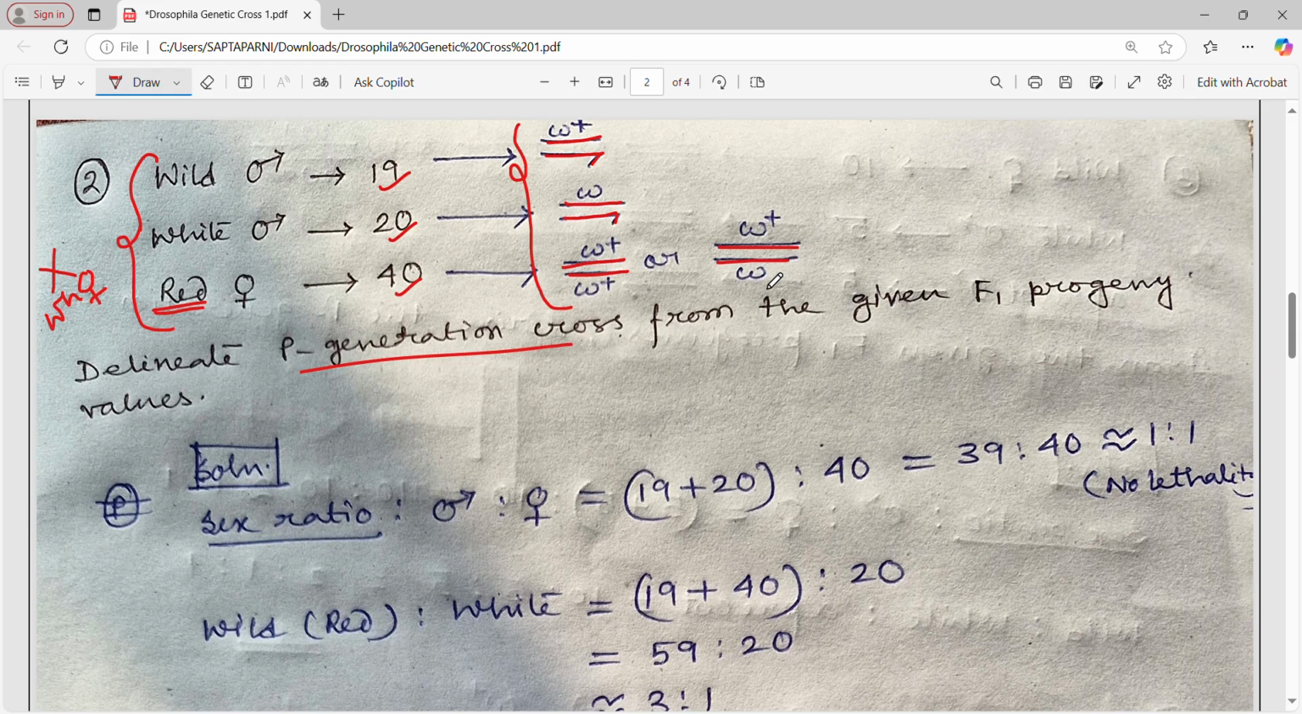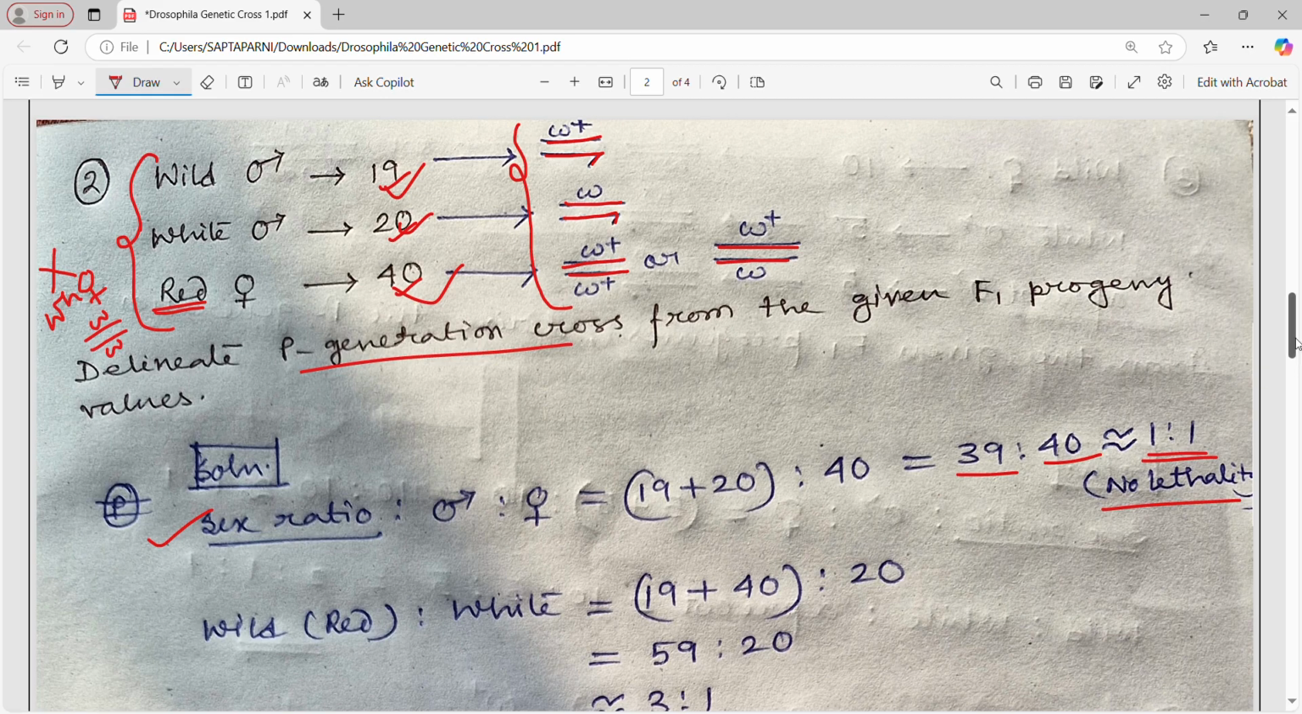But another important thing is that there is no white female, so there will be no genotype of WW. There will be no genotype which will have W on both the X chromosomes. Okay, this is absent. You have to remember that. So first of all, let's determine the sex ratio, male is to female. How many males are there? 19 plus 20, so 39. And how many females are there? 40. So obviously the sex ratio is 1:1. That means no lethality is there.